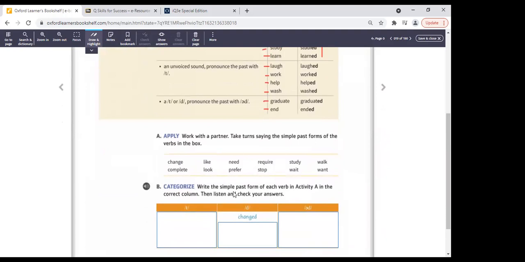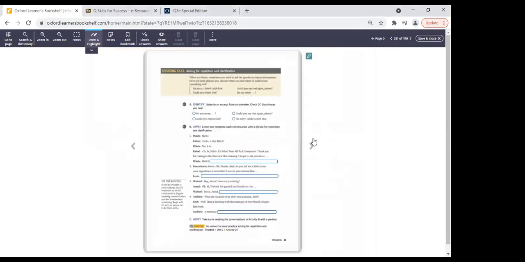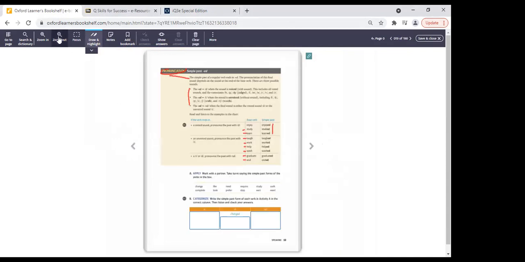Apply this. Write the simple past. Shall we take a break here? No, let's finish this book. What have we got left? Just the speaking skill. Okay, let's finish this book and then maybe we can take a break.